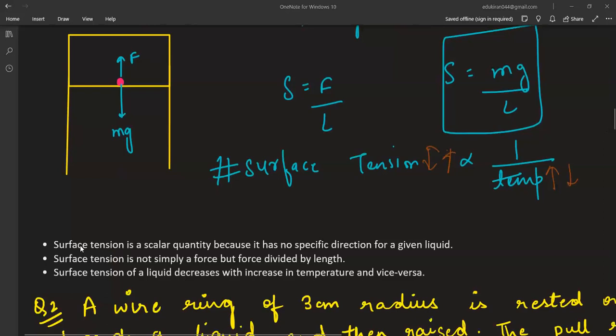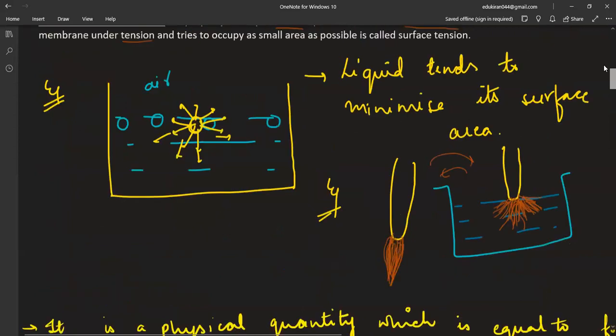Okay, these are also points. Surface tension is a scalar quantity because it has no specific direction for a liquid. It's not simply a force, but force divided by length. Surface tension physically means force only, but mathematically, when we write, we refer to a unit length. That's why the formula is force per unit length. But the physical meaning is force only, the tension that is being produced. And surface tension of a liquid decreases with increase in temperature and vice versa, that I have discussed. Write it down from here.